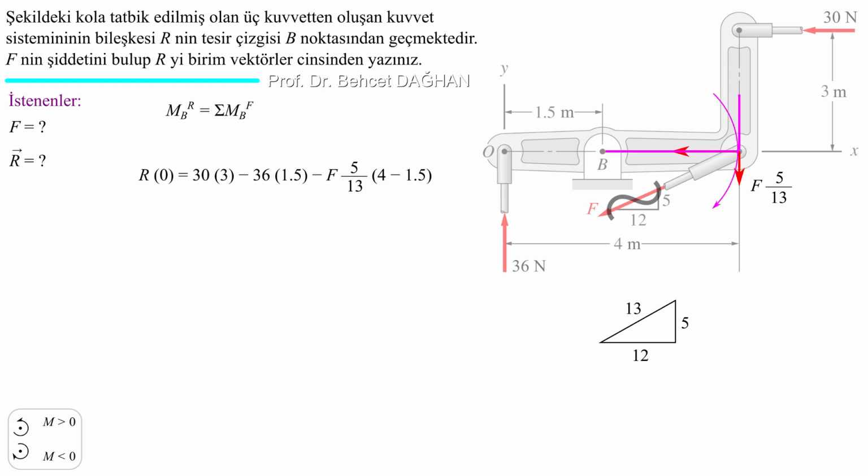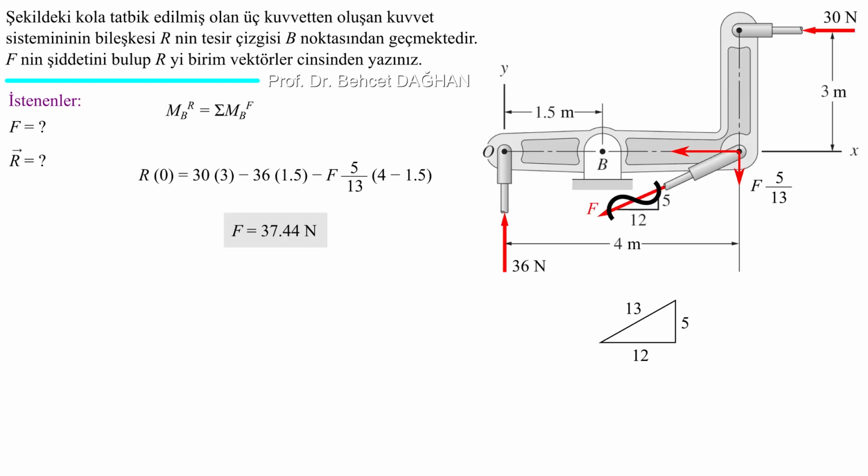A 5, 12, 13 triangle is given. The y component is F multiplied by 5/13. Its moment is found by multiplying it with the moment arm. It is clockwise, so it is negative. Moment arm is 4 minus 1.5. We took the moments of all the forces, summed them up and set them equal to 0. From here, F equals 37.44 Newton is found. We have solved the first part of the problem.